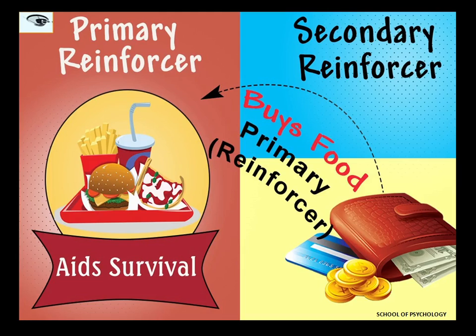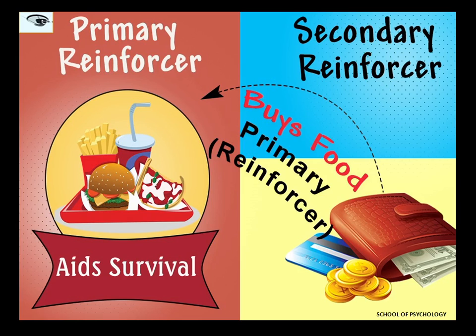Hello, everyone. Our topic for today is the key learning processes. We've already talked about positive and negative reinforcement. Today, we're going to talk about the types of reinforcers. We have secondary reinforcers and primary reinforcers.